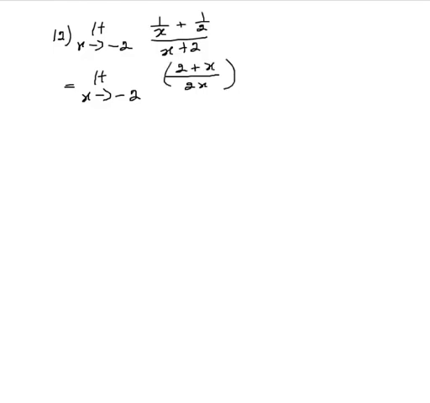Question 12. Limit x tending to minus 2. And the function is 1 by x plus 1 by 2 divided by x plus 2. We will simplify the numerator by taking LCM. The LCM is 2x. The numerator becomes 2 plus x divided by 2x. Here we can cancel x plus 2 and x plus 2. Now apply the limits. 1 divided by 2 into minus 2, which is minus 1 divided by 4.